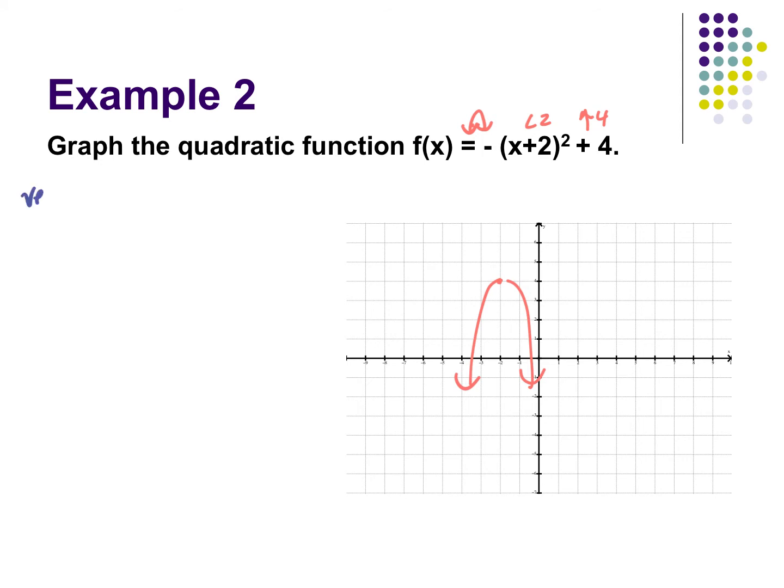So the vertex, which I know either from the graph, that left 2, up 4, or opposite of what follows x and the number that's by itself, you can find the vertex either way, because sometimes you're going to do this without graphing, so you want to make sure you know how to do both. I know it opens downward. Now I need my x-intercepts, so I'm going to make y 0.